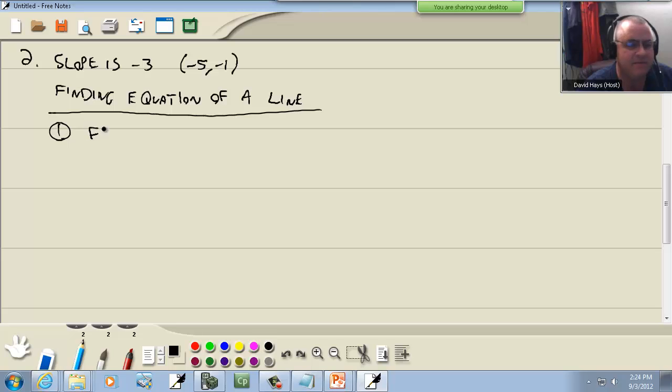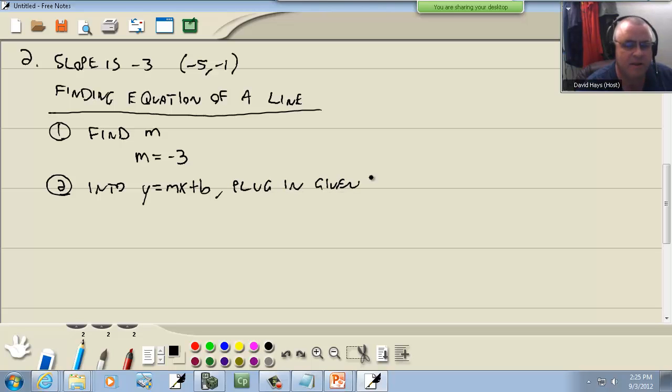And our first step is to find m. Now here initially m will be pretty easy. It'll be given to us. See how up above they tell us the slope is -3, so m is equal to -3. Step 2. Into y equals mx plus b, plug in the given point for x and y, and m from step 1, and solve for b.